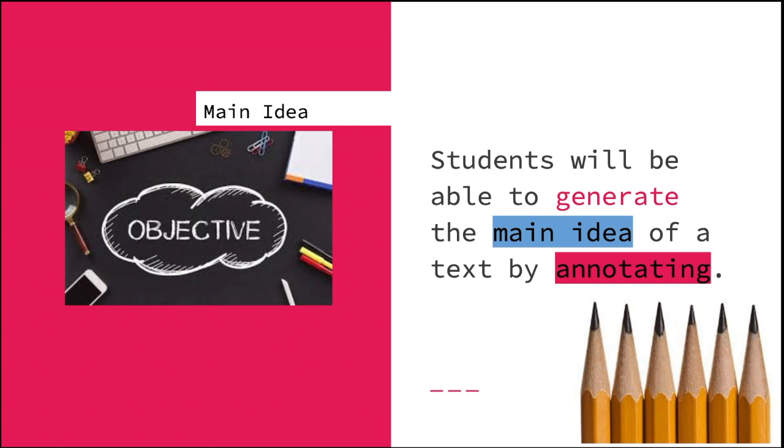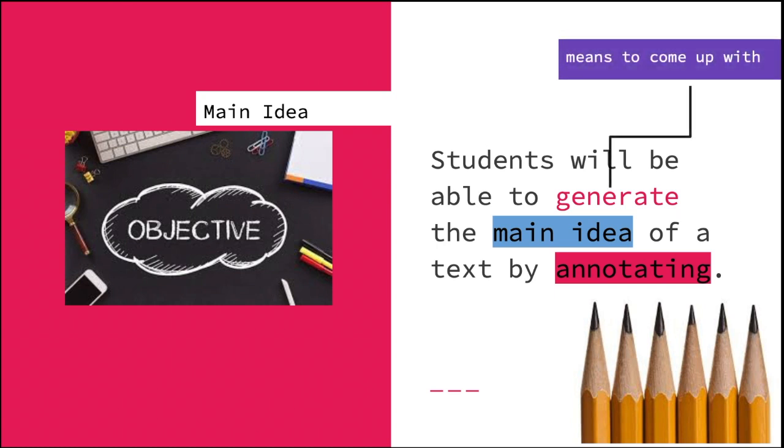This is going to be all about the main idea. Remember, we did this in the very beginning of the school year when we read Escape North. We had to come up with main ideas and supporting details, so you guys are very familiar with how to do this. Our objective says students will be able to generate the main idea of a text by annotating. Let's unpack some of these words. The first word is generate. To generate means to come up with.